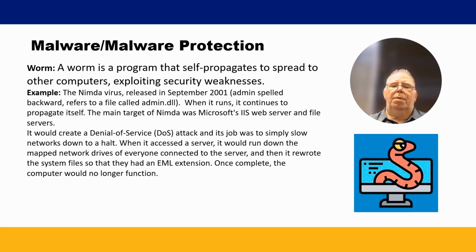A worm is a program that self-propagates to spread to other computers, exploiting security weaknesses. For example, the NIMDA virus, NIMDA meaning admin spelled backwards, was released in 2001. When run, it continues to propagate itself. The main target of NIMDA was Microsoft's IIS web server, particularly 4.0, and file servers. It would create a denial of service attack. Its job was to simply slow down networks.